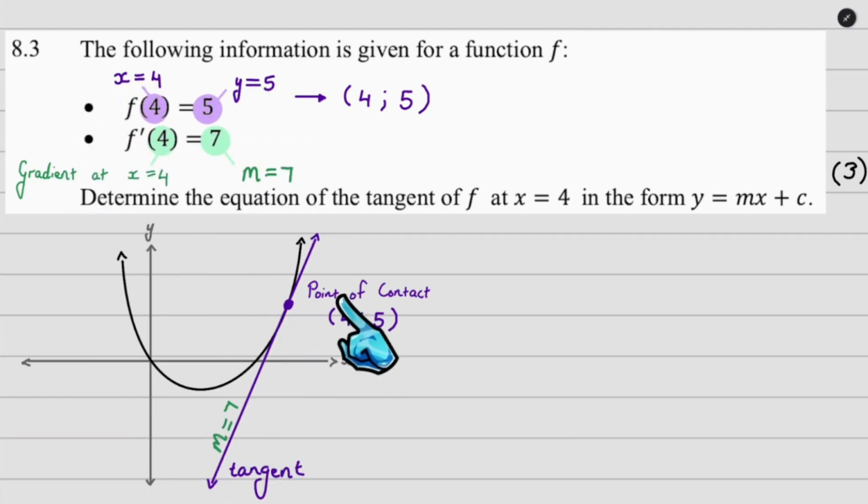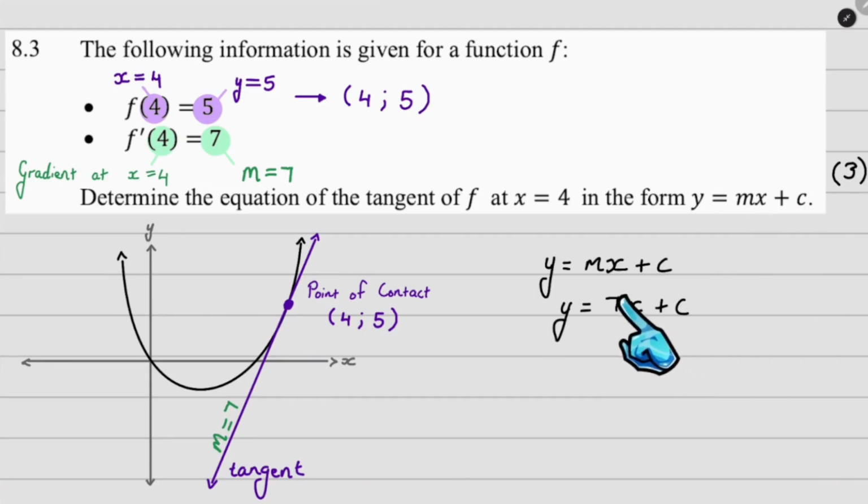And now we're going to take this information and chuck it into y equals mx plus c to get the equation of the tangent. So let's start off with y equals mx plus c, and then we're going to put the gradient into m's place like this. After we replace the gradient with what it is, 7, we're going to sub in the point of contact to determine our c value. So we're going to sub in this point here, 4 and 5.